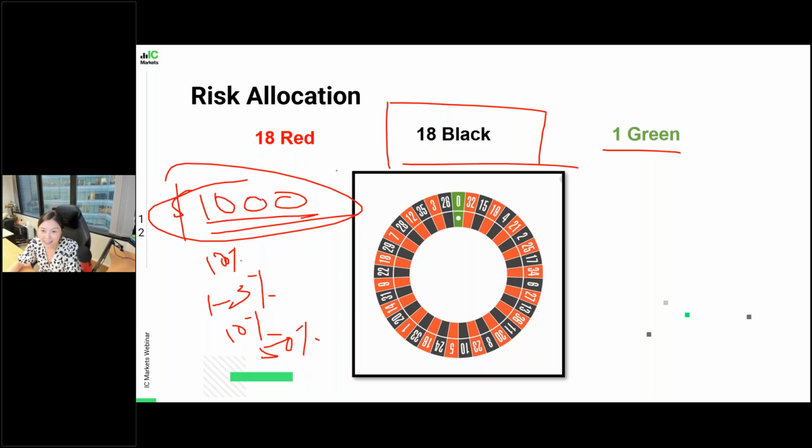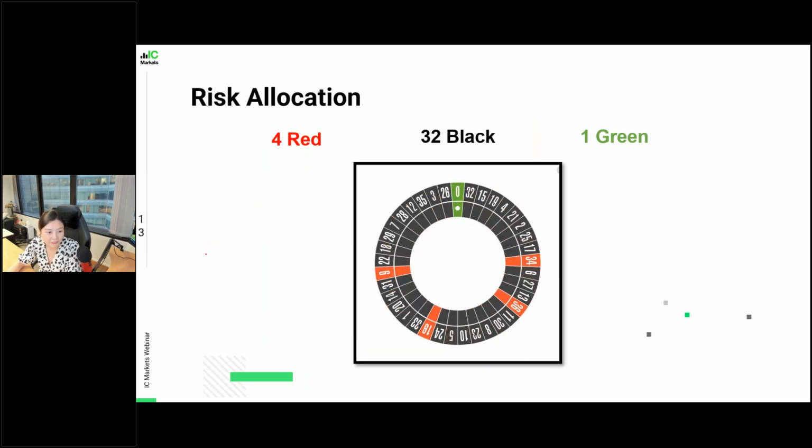Anyway, what if I change the scenario to this? There are 32 black, 1 green, and 4 red, and for black to win, would you change your answer to 100%? Yeah, commonly people will say all in or 50%, right? Because your odds of having black to win are very high. Given this is similar to FX.